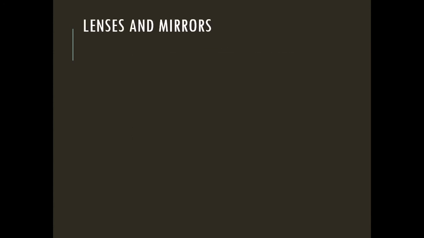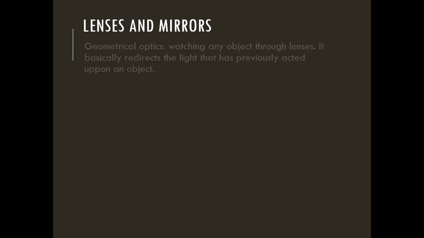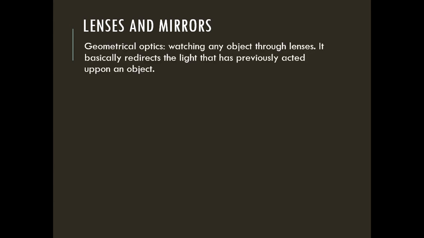Alright, so just like I mentioned before, we're going to study the topic of lenses and mirrors. And to start, we're going to analyze a term that is geometrical optics. What is it? Watching any object through lenses, that is basically what geometrical optics is. It basically redirects the light that has previously acted upon an object.